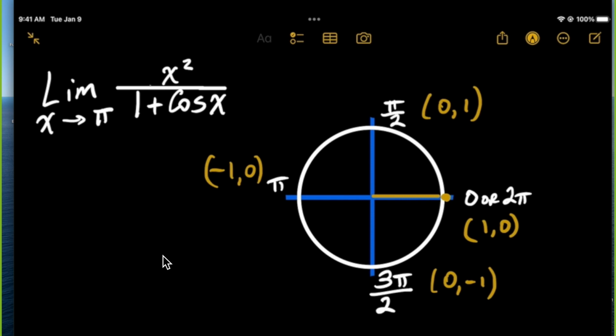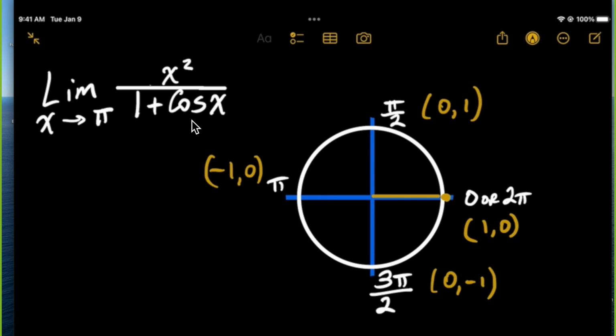In this video, we're going to talk about the limit as x approaches pi of this rational function, and we're going to look at the limit as it approaches pi from both the positive and negative directions. When we look at this limit, we see that the x value is being squared, so that numerator is always going to be positive.